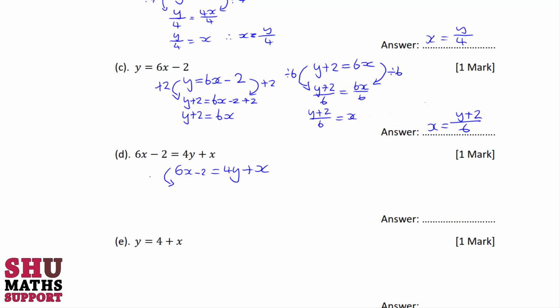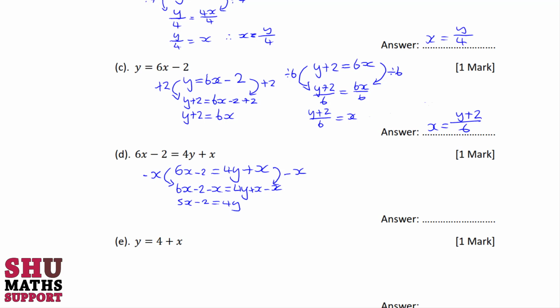So if we subtract x from the left-hand side and subtract x from the right-hand side, then we'll have 6x minus 2 minus x is equal to 4y plus x minus x. And then we can simplify this to give 5x, because we have 6x minus x, minus 2 is equal to 4y. And then we can notice that we still have a minus 2 on the left-hand side, so we want to apply step 2 again.